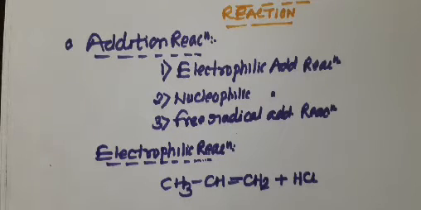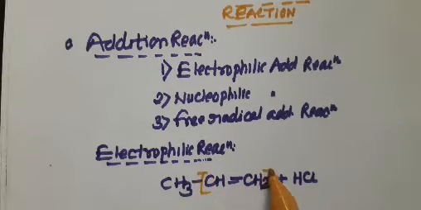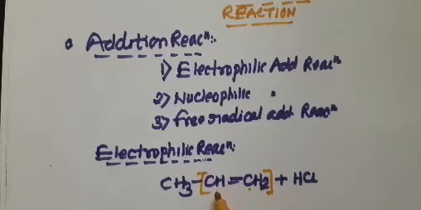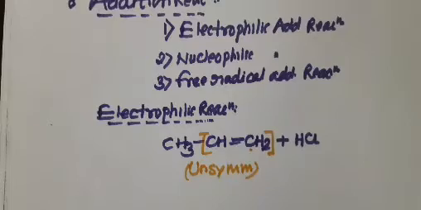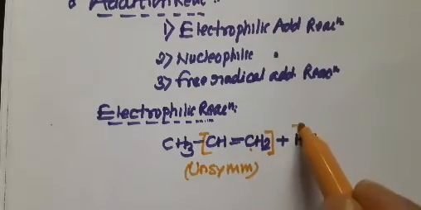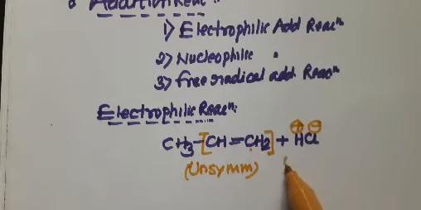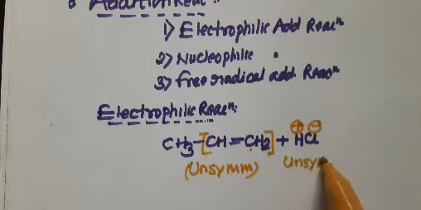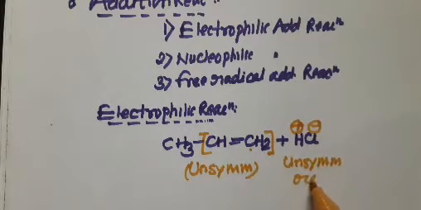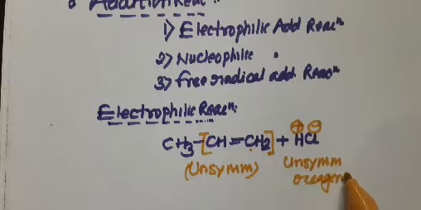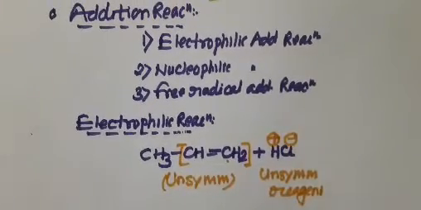and there is a double bond between these two carbon atoms, and this carbon consists of two hydrogen and this consists of one hydrogen. Such type of alkenes are known as unsymmetrical alkene, and the reagent HCl, H consists of positive charge, Cl consists of negative charge, so it is an unsymmetrical reagent. Now, unsymmetrical alkene reacts with an unsymmetrical reagent.